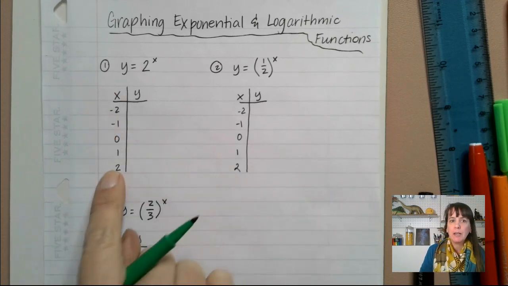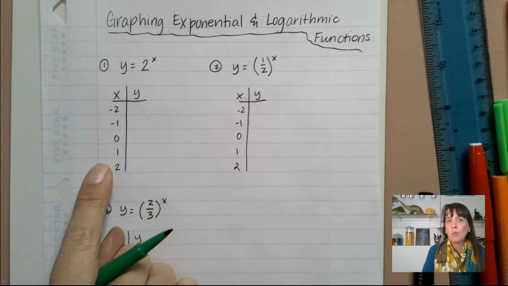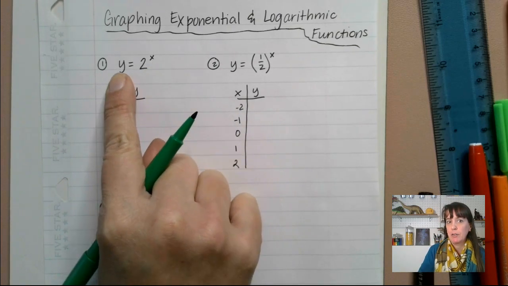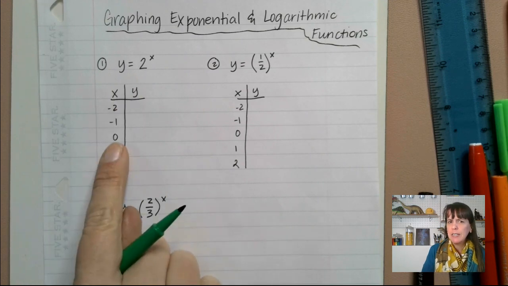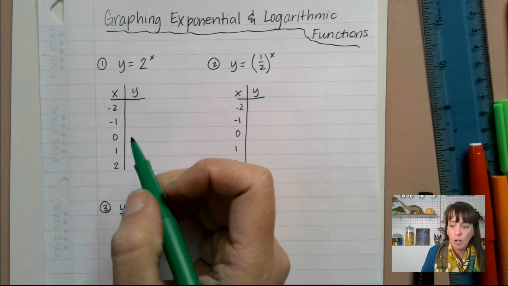You'll see that I've set up XY charts for all of my base graphs here. I do -2, -1, 0, 1, and 2. I do that every time. What we're going to do is plug that in for our x to figure out what we get for y. Start with our easy one, which is 0. 2 to the 0 power gives us not 0, it gives us 1.